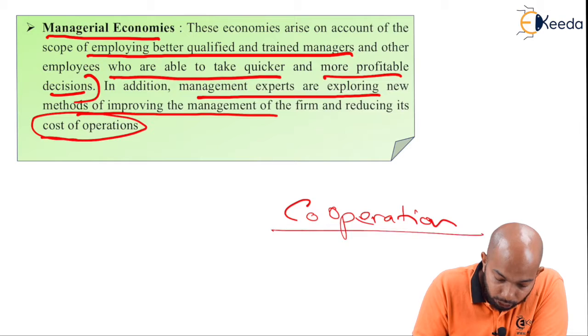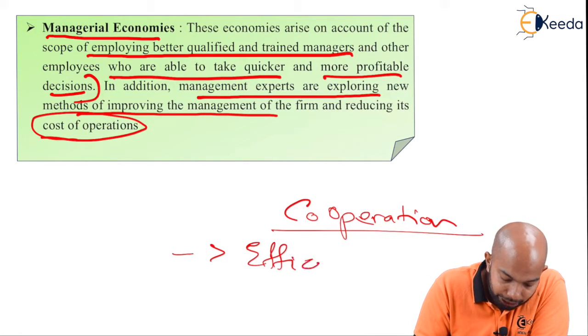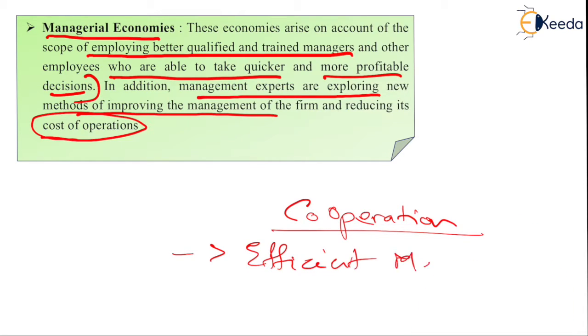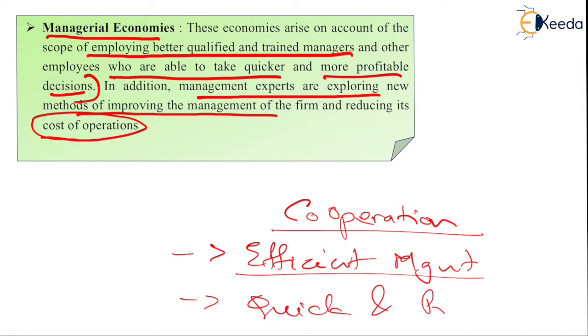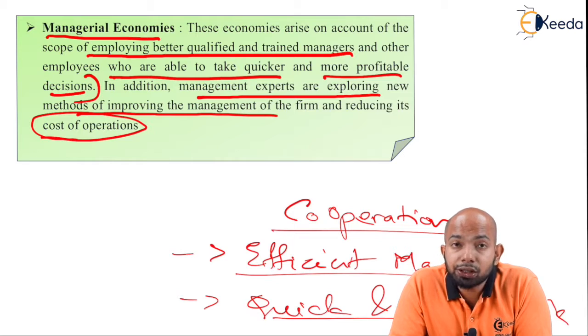Now this can be done only with the help of management. So efficient management is one thing. That means you need good skilled people who can take quick and profitable decisions. Such decisions can be taken only by skilled people who have more knowledge and are very experienced with these kinds of things from the past years. Hence managerial economies is one of the important points that you need to understand.